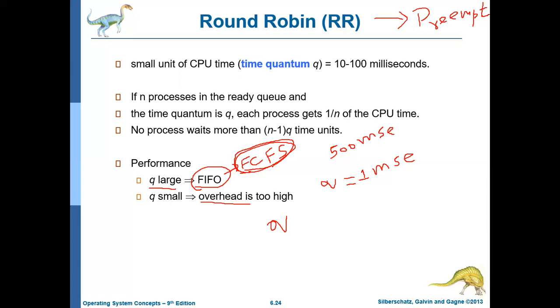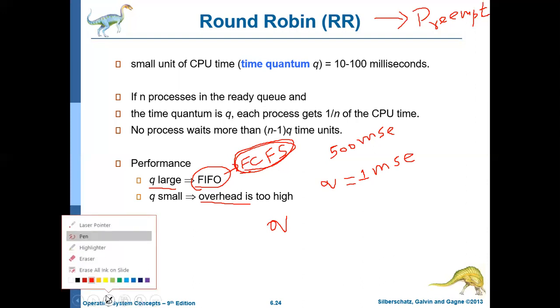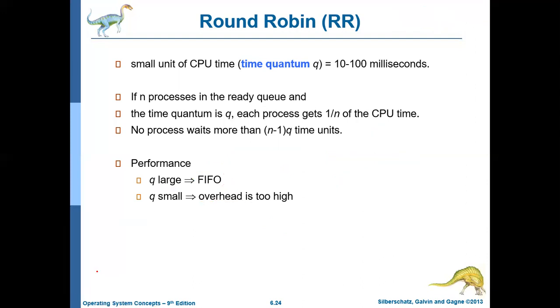The round robin algorithm is a preemptive version of the FCFS scheduling algorithm. Whereas the other two algorithms, shortest job first and priority scheduling, can work in both modes. Either they can work in preemptive mode, or they can work in non-preemptive mode.